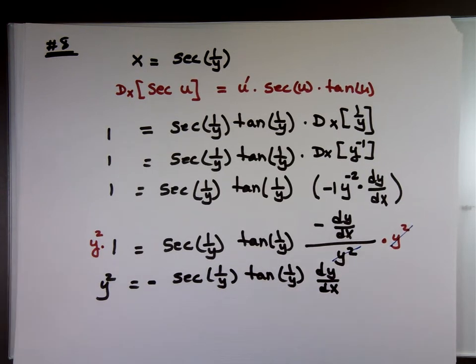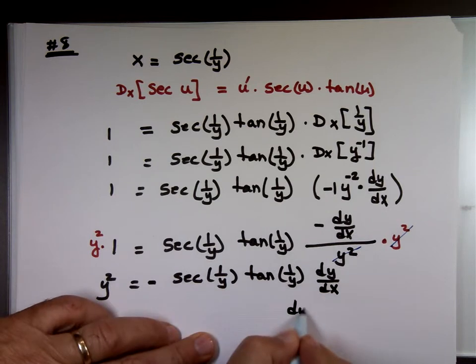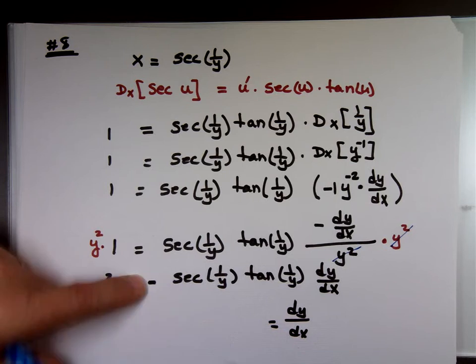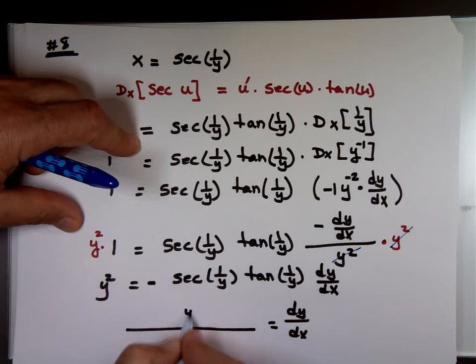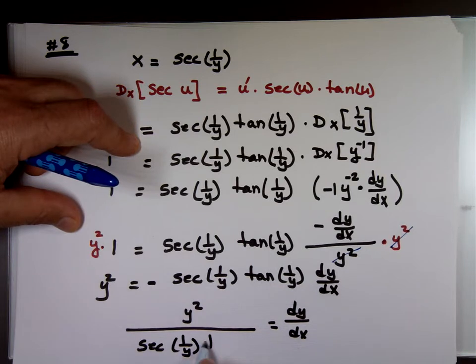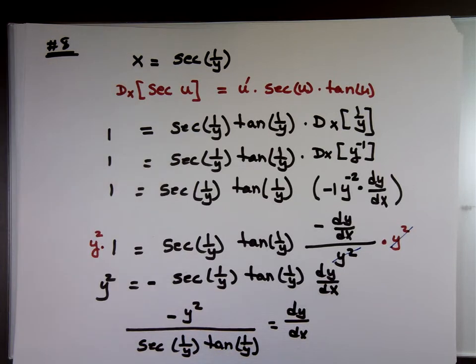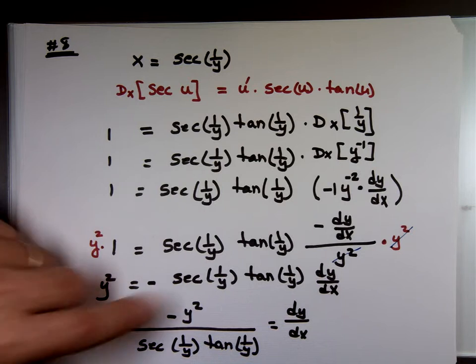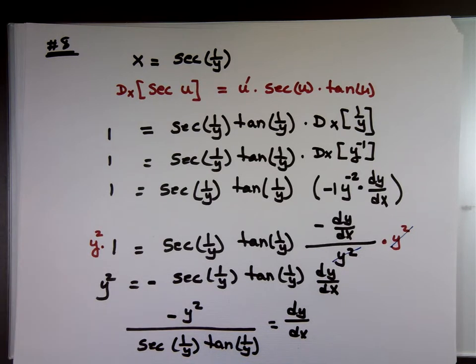Can we solve for dy dx now? I'm not really a fan of having a minus in the bottom. So instead of putting the minus in the bottom, I'm going to put the minus where? On the top. Because when you have a fraction, the minus can go in the front, on the top, or on the bottom. So you can put it in the front if you want to.